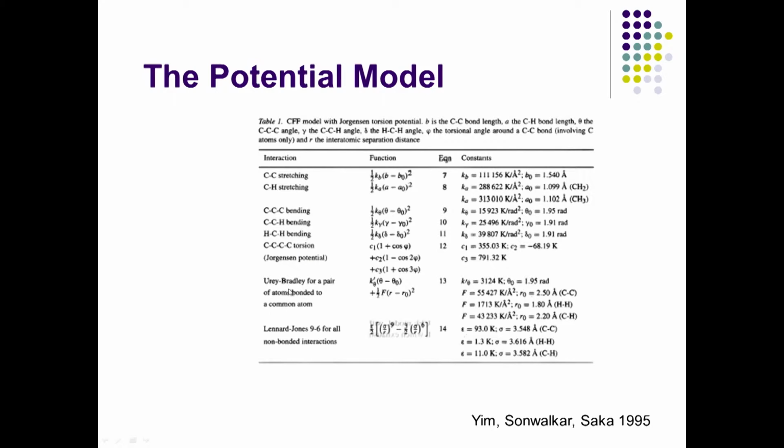which is the Jorgensen potential. Then for all the connectivity between atoms, we use the Urey-Bradley model for a pair of atoms bonded to a common atom. So, there is another Urey-Bradley model, and then we have a Lennard-Jones 9-6 potential between carbon-carbon atoms. As you can see, we have now defined this hydrocarbon very well, and we already know the silicon potential.